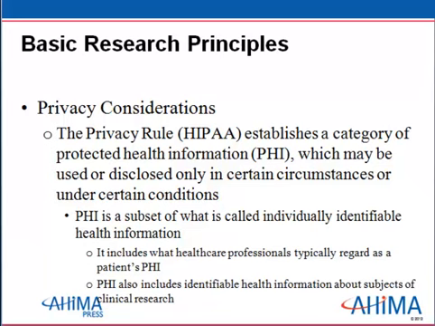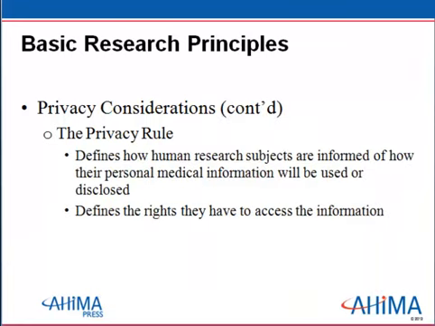HIPAA, the privacy rule, establishes a category of protected health information, or PHI, which may be used or disclosed only in certain circumstances or under certain conditions. PHI is a subset of what is called individually identifiable health information. It includes what health information, or what healthcare professionals, typically regard as PHI.